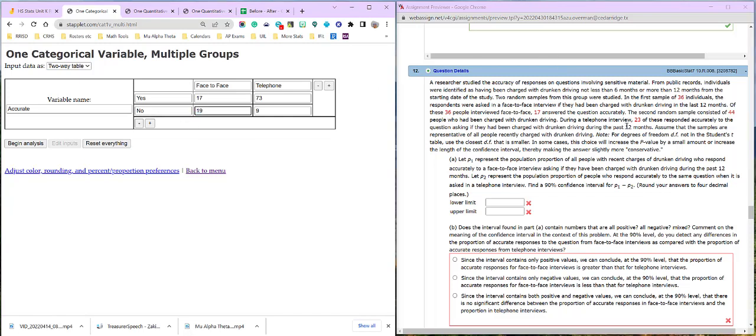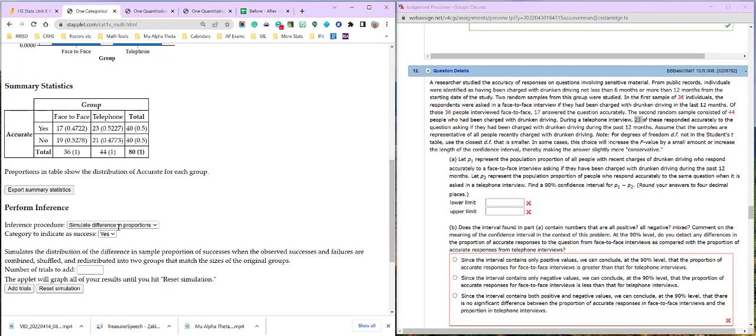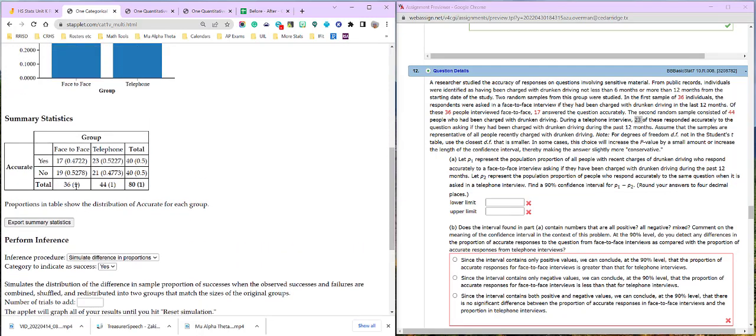And then the 23, oh, wait. 23, the second sample is 44. That's your N. This is 23. So we're going to say 23 out of 44, so that's 21. And we begin analysis. All right, so there's our accurate and inaccurate. Make sure we add up to the right sample sizes, 36 and 44.